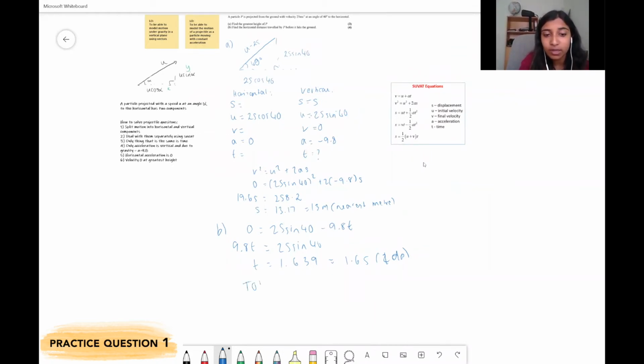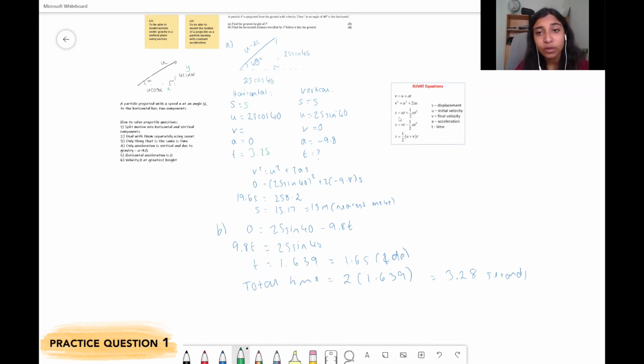So your total time would be equal to 2 times 1.639, which is 3.28 seconds. Now that we've found our t, we can plug that in as 3.28. We want to find our s, so we can now use a SUVAT equation that doesn't involve v, one that we can solve for s.